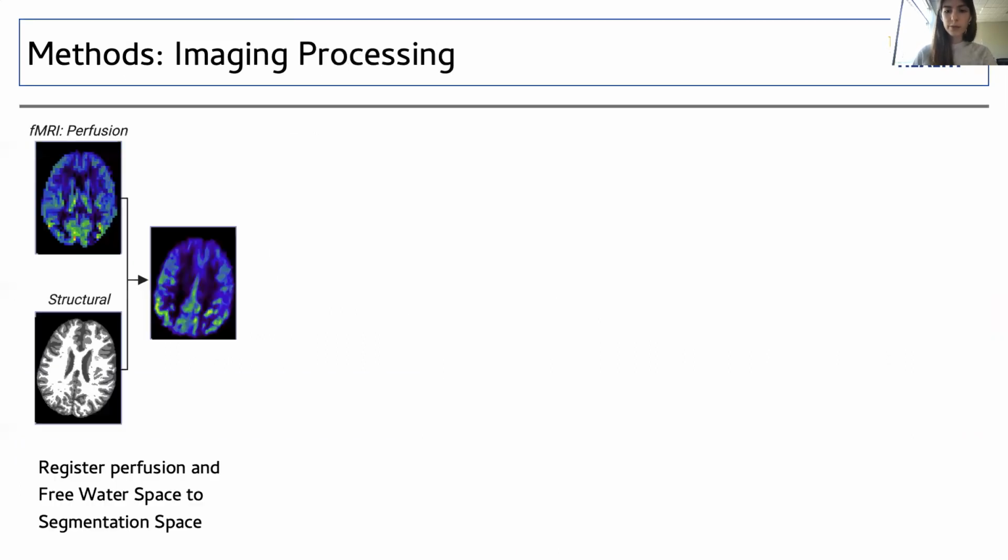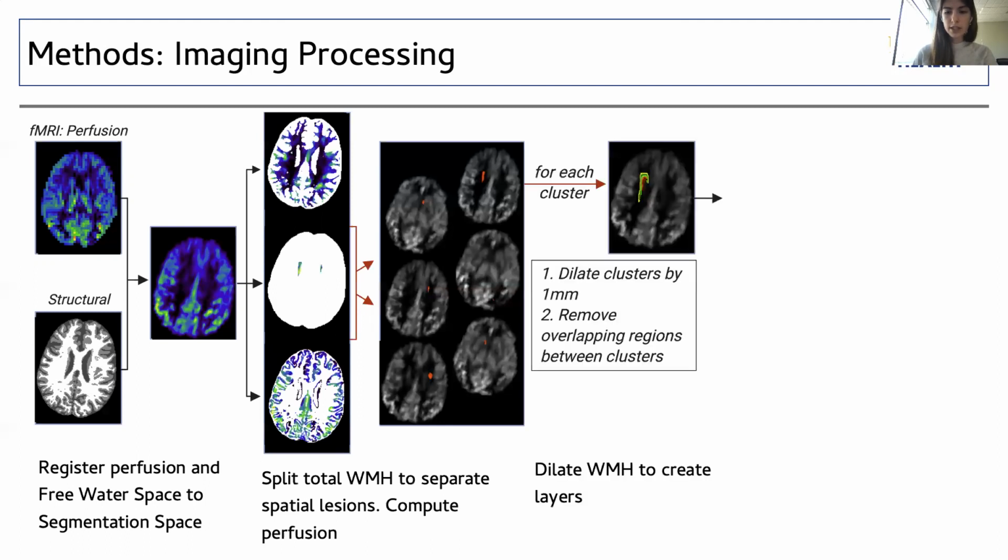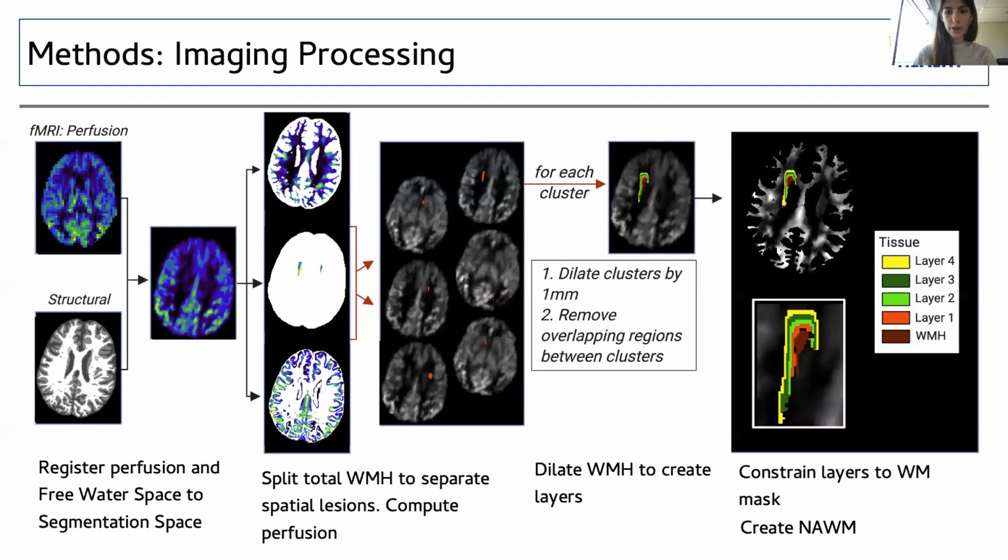For each participant, we registered our perfusion and free water maps to the same space. Then we split the white matter hyperintensities to spatially separate lesions. For each cluster, we dilated the lesion to create 4 layers of the penumbra within the white matter.